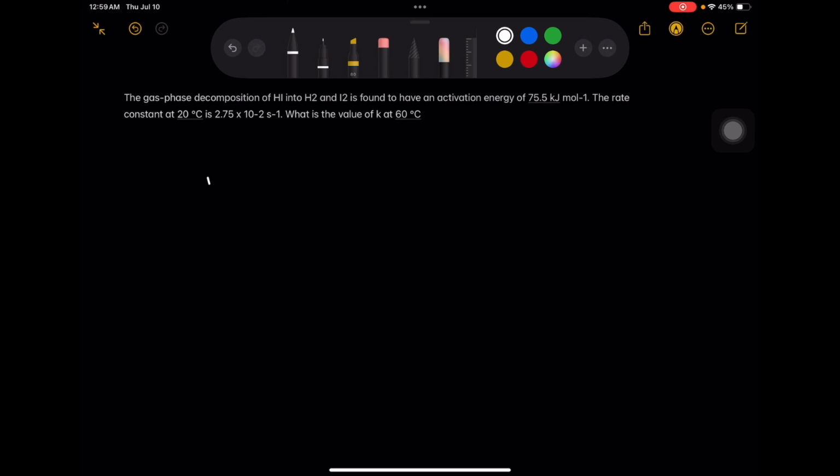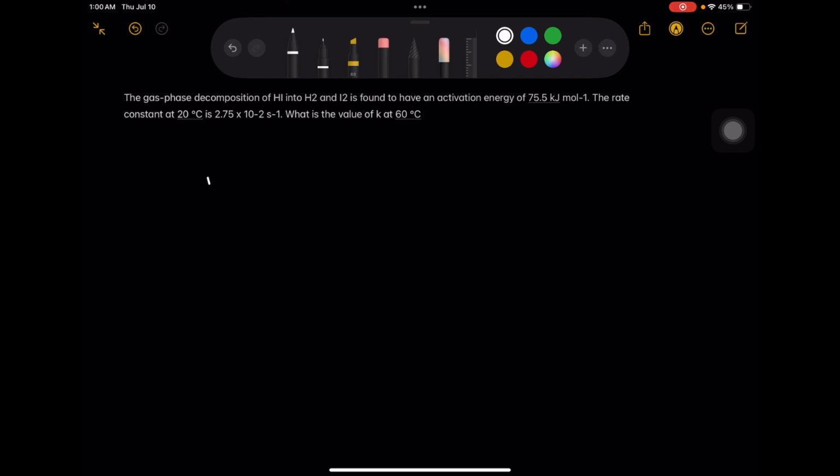It's the gas phase decomposition of HI into H2 and I2. It is found to have an activation energy of 75.5 kilojoules per mole. The rate constant at 20 Celsius is 2.75 times 10 to the power of negative 2. What is the value of K at 60 Celsius?